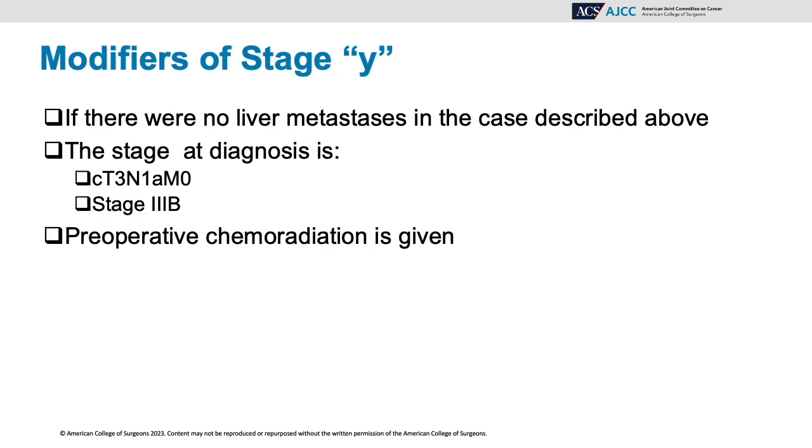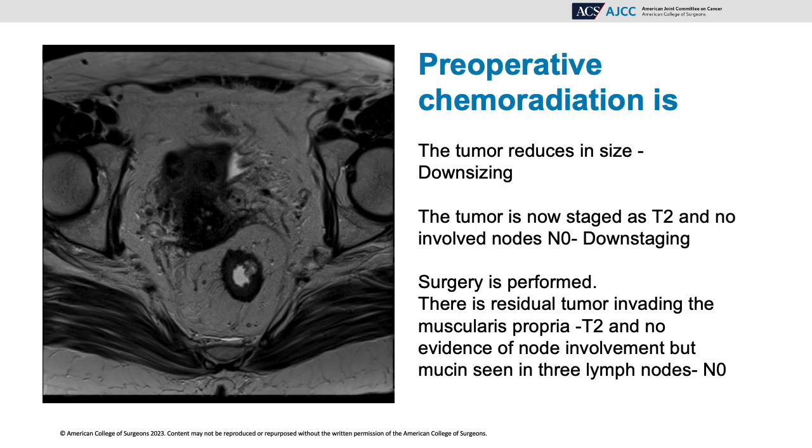Now, there are modifiers, and things happen in modern care. We treat people in modern ways. So the modifier Y is being used sometimes. If originally there were no liver metastases, in the case we just talked about, the stage would have been T3N1A M0 stage 3B, and then we might give that patient preoperative chemotherapy for their rectal cancer.